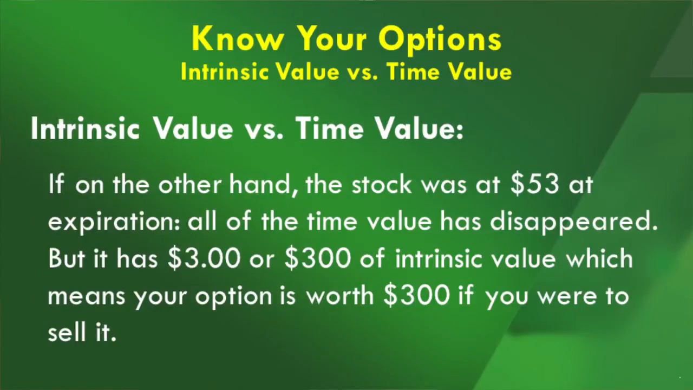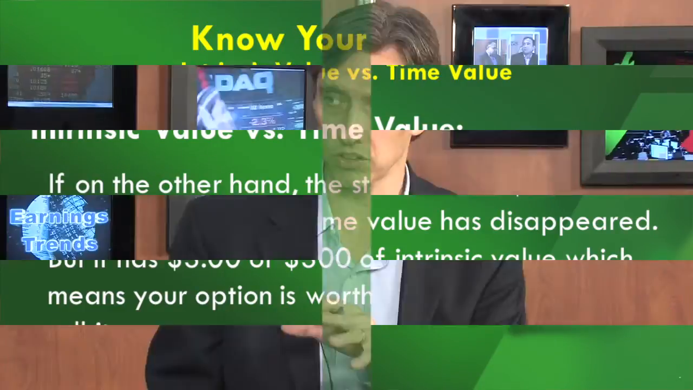Now, on the other hand, let's say that stock was at $53 at expiration. So it has risen from 45, now it went to 53. So now it's $3 above your strike price. All of the time value has still disappeared, but it now has $3 worth of intrinsic value, which means your option is now worth $300 at expiration, and that's one of the key differences. Because in that first example, the stock didn't do anything.